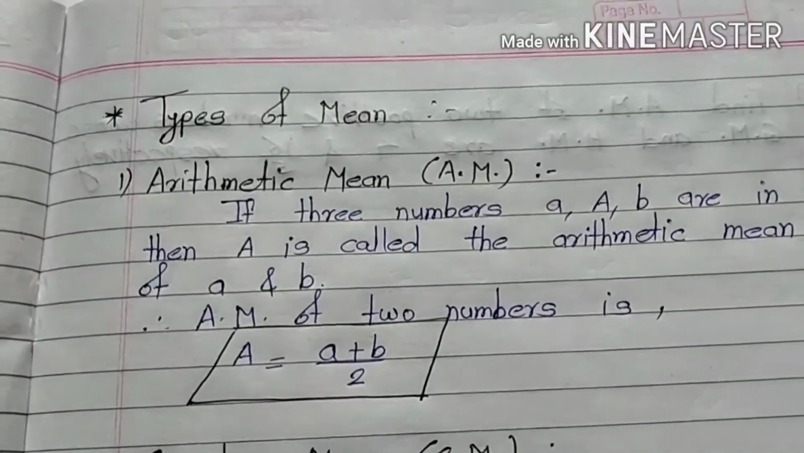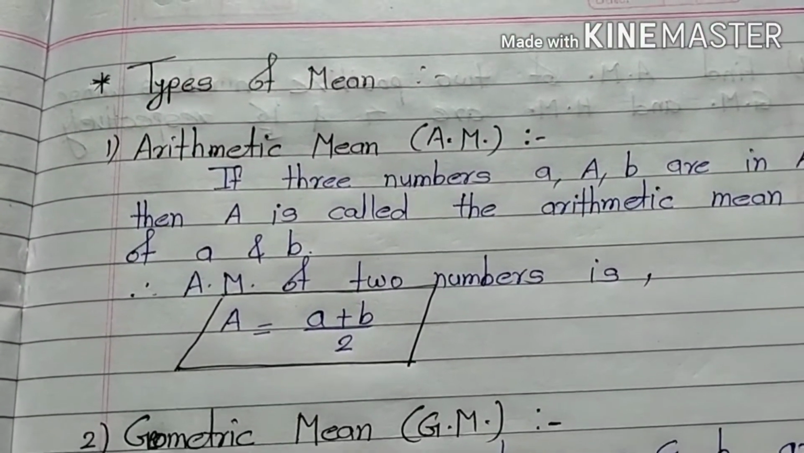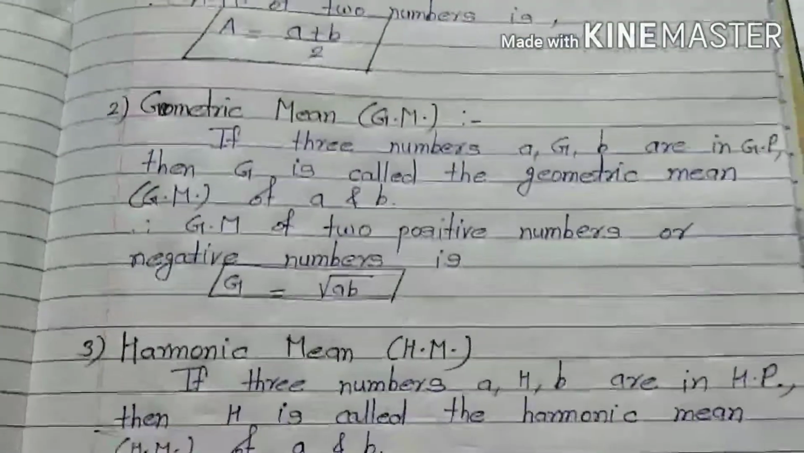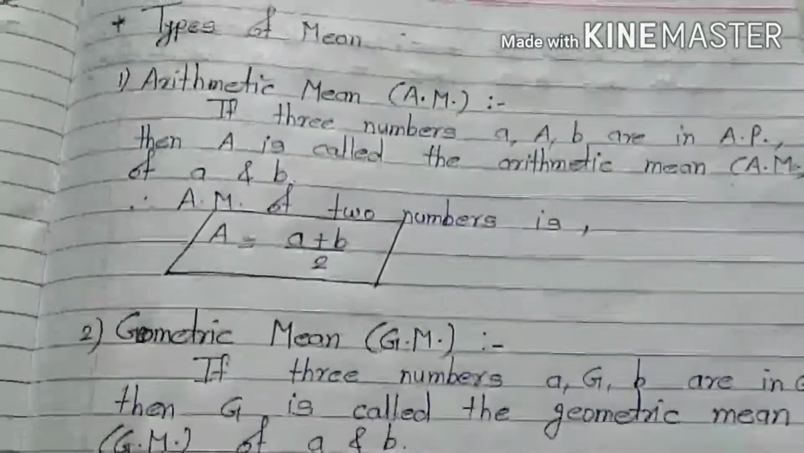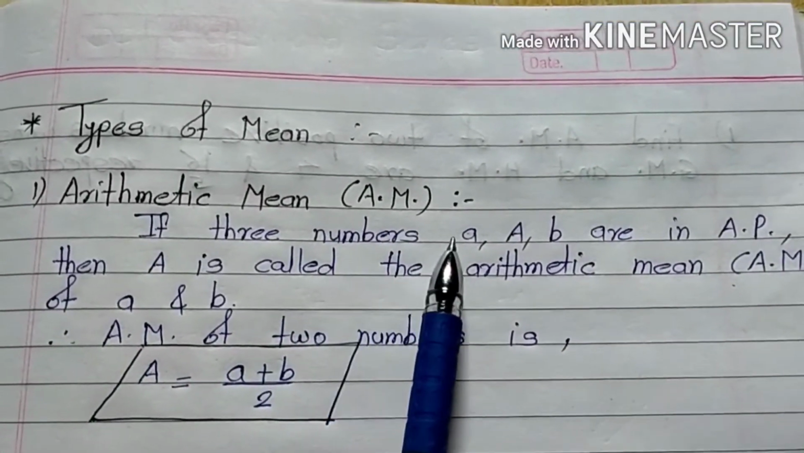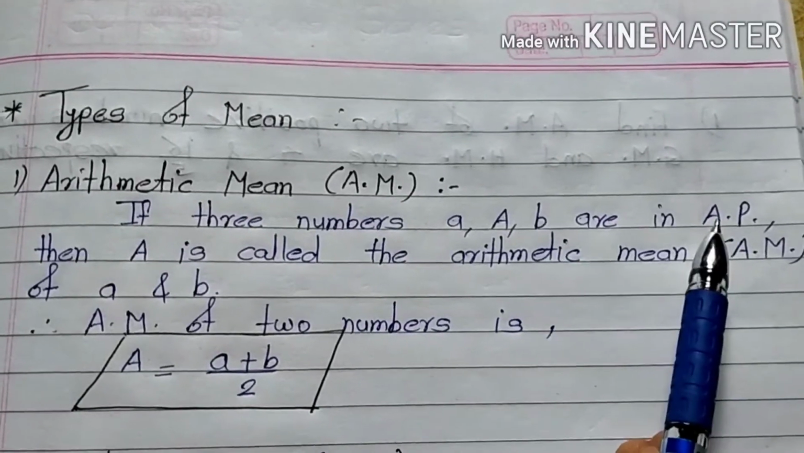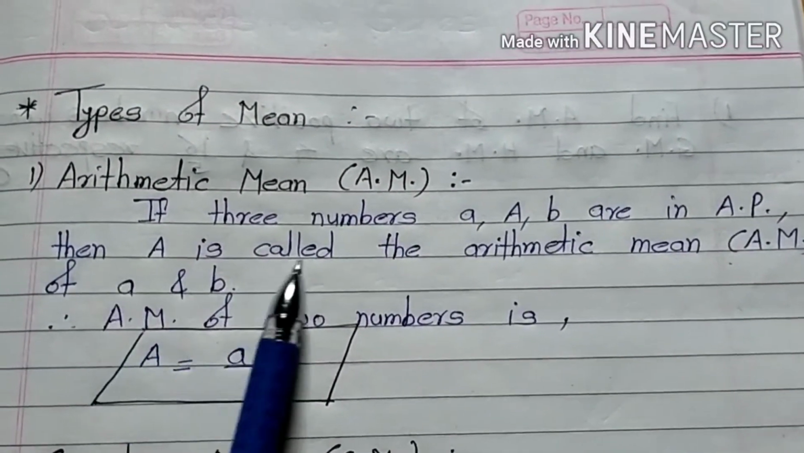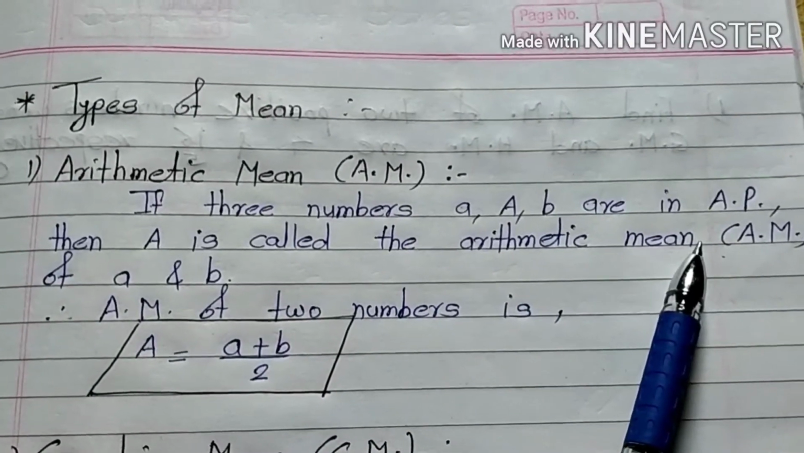Now let us study the types of mean. So there are 3 types of mean: arithmetic mean, geometric mean, and harmonic mean. So first, what is arithmetic mean? If 3 numbers A, capital A, B are in AP, AP means arithmetic progression, then A is called the arithmetic mean.